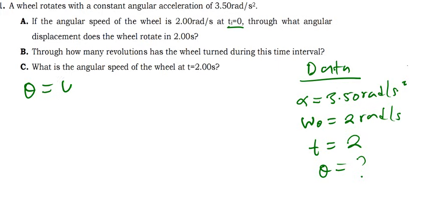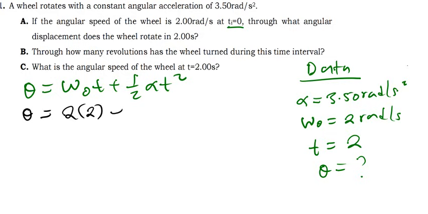The second formula says we have this. So we want to find theta. The initial velocity we have, right? The initial is 2. The time is 2. Alpha is 3.5. T is 2.